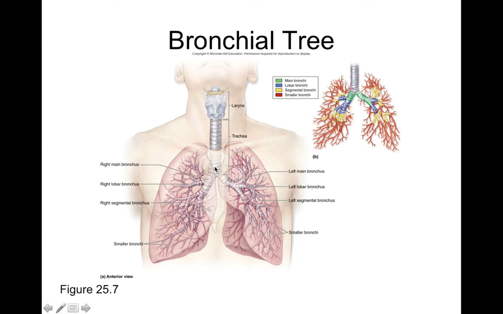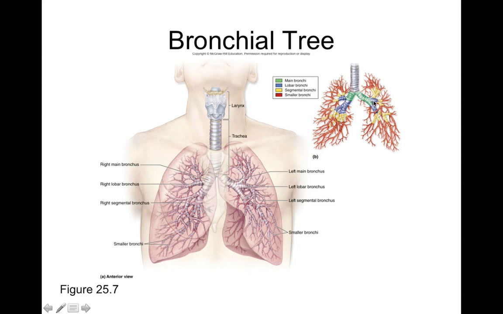So we have our trachea, we've got our right main bronchus, and then the main bronchi split into lobar bronchi, and each lobar bronchus goes to a lobe of the lung. And then the lobar bronchi split into the segmental bronchi, or tertiary bronchi, which go to a specific bronchopulmonary segment. So on this picture up on the side, we can see that they're color-coded regions. In green is the main bronchi, in blue is the lobar, and in yellow is segmental, and then red is just smaller bronchi. And those will continue into the bronchioles.